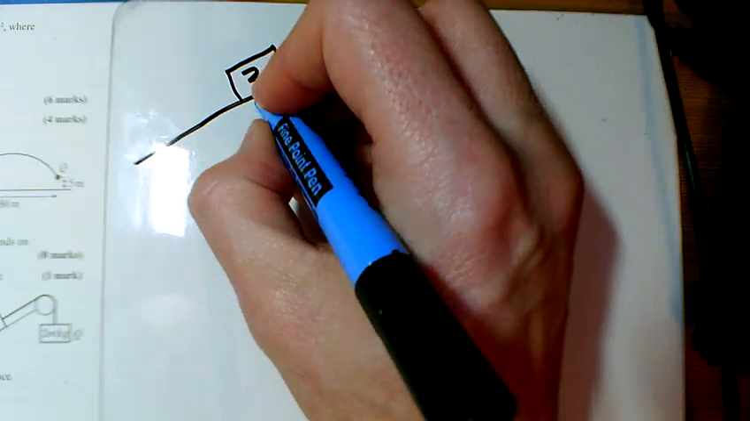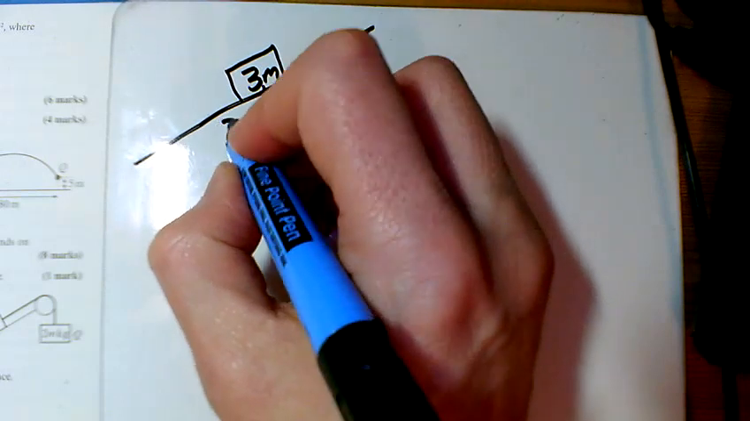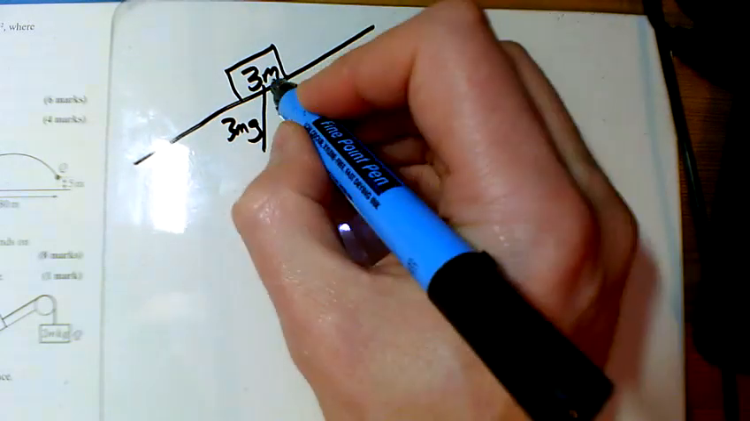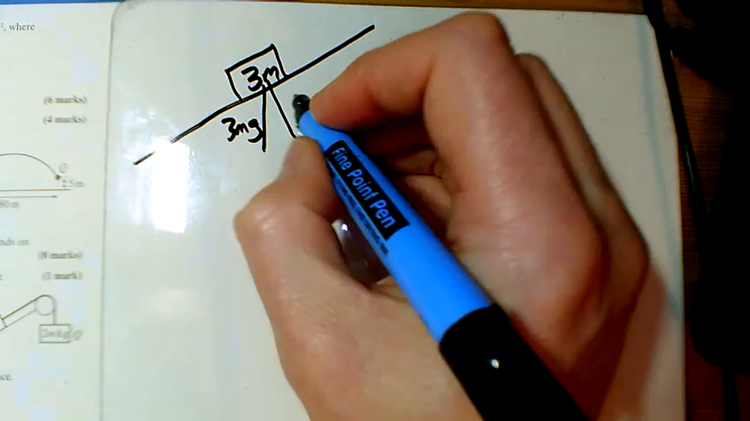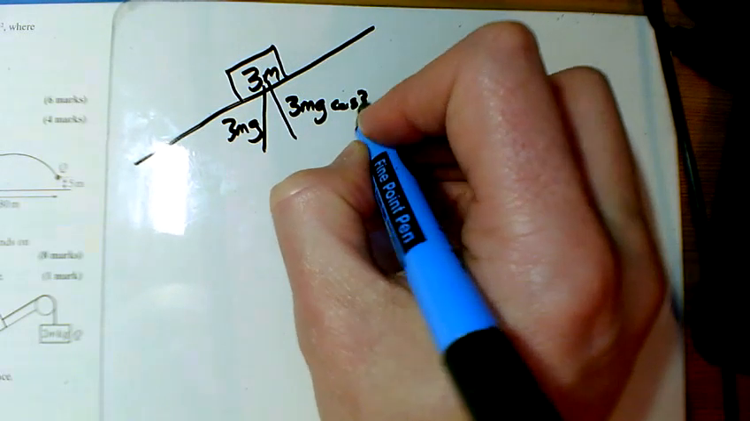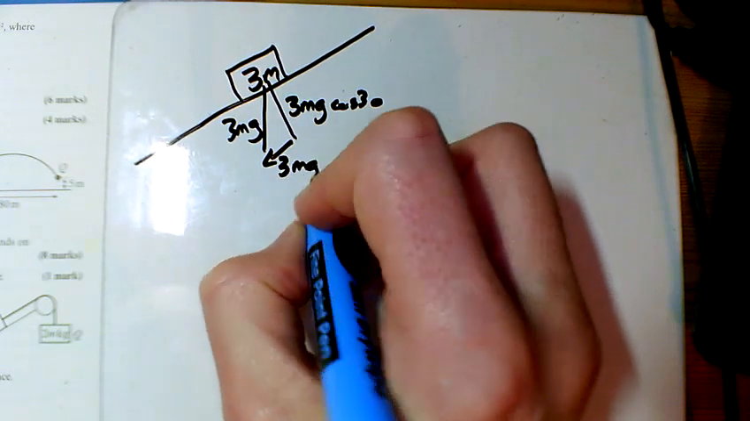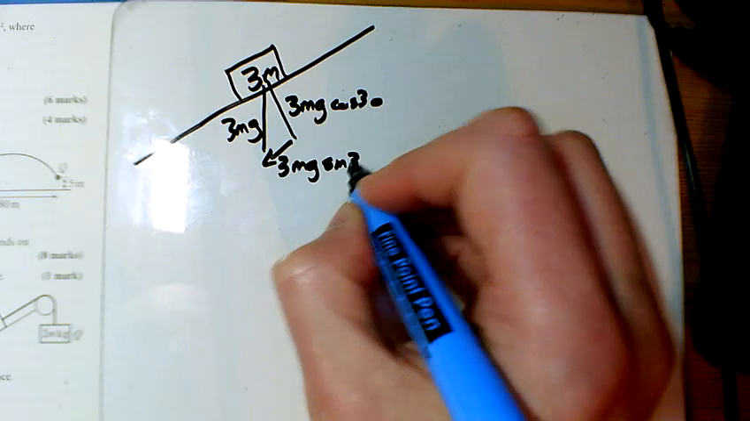Question 46, we've got this mass on a slope. It's got weight 3mg, so the force coming down here is 3mg. And because the slope is 30 degrees, here I've got 3mg cos 30, and coming down here, I've got 3mg sin 30.